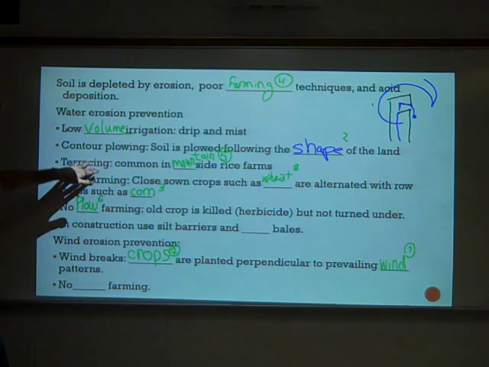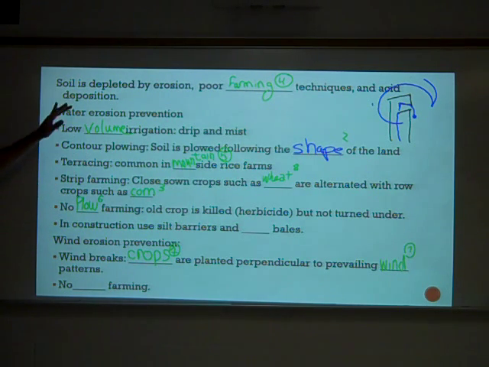Okay. Terracing, we've looked at this before. We saw a picture of this before when we talked about water conservation. Water and soil conservation go hand in hand, because it's excess water that will carry that soil away with water erosion.